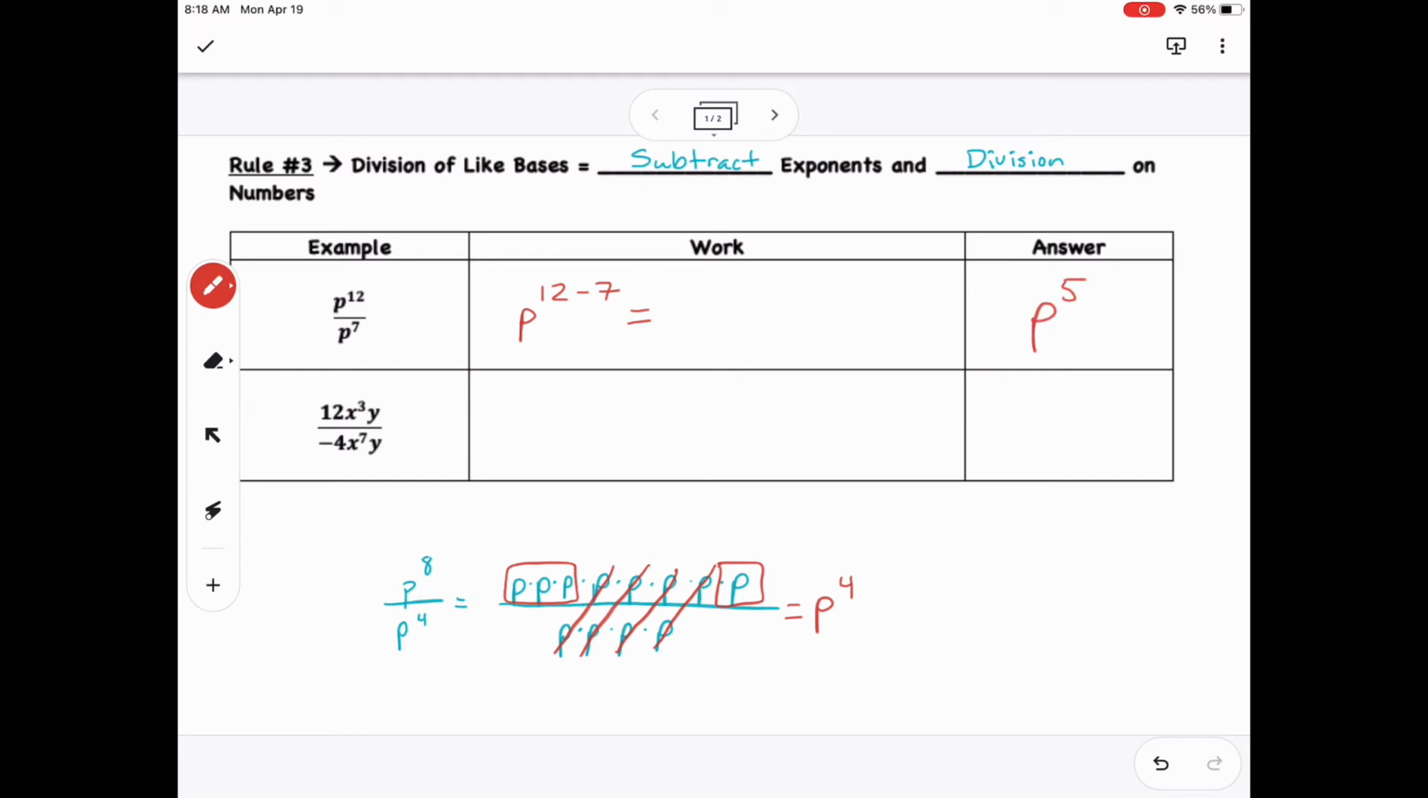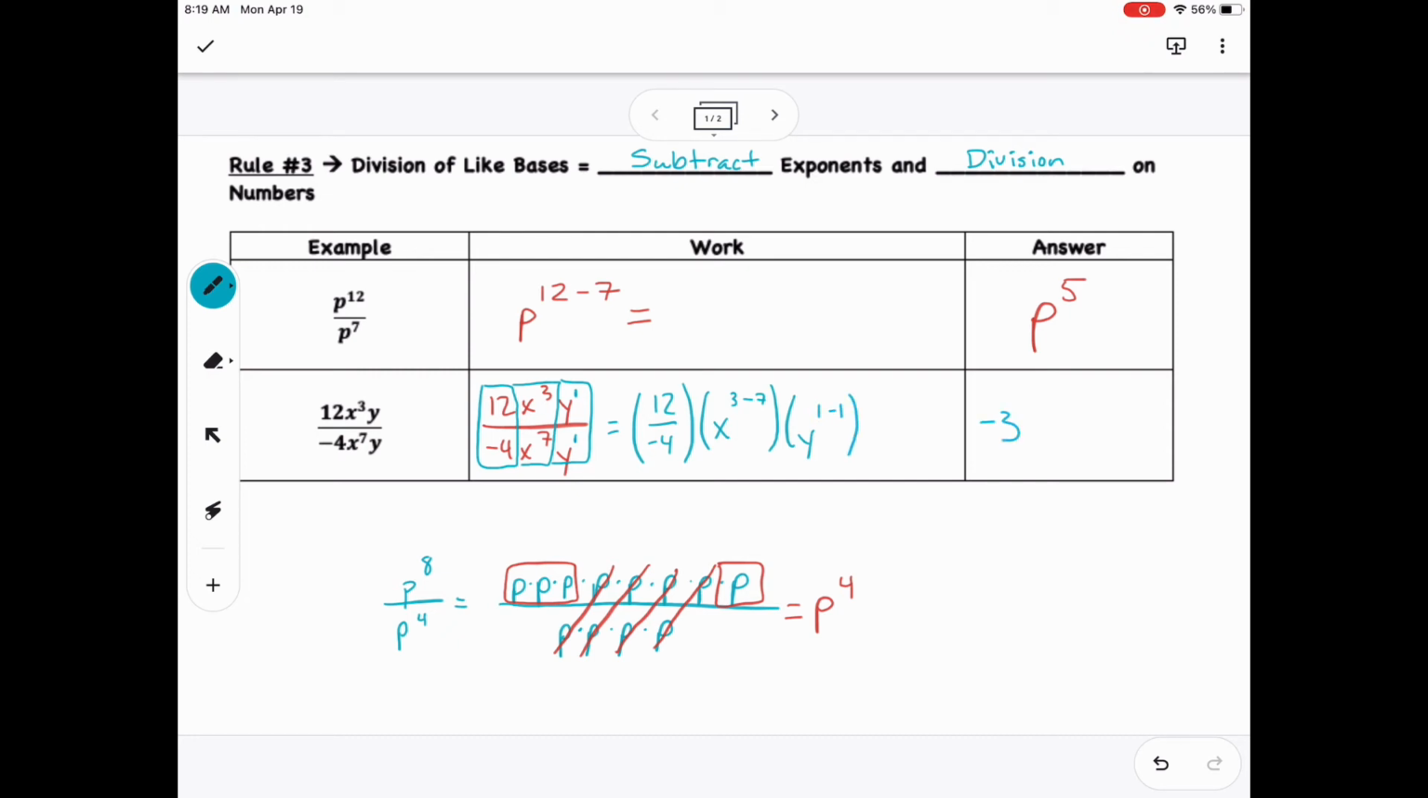Okay. Now in the next one, since there's multiple things that go together, kind of like what we did with rule number 1, I can separate them all out and say 12 divided by -4 by itself. And then I could say x to the 3rd divided by x to the 7th, and then y divided by y. So 12 divided by -4 would be in its own, and then I would say x to the 3rd minus 7. And then because those y's are both to the first power, I would say y to the 1st minus 1. Okay, and then simplify.